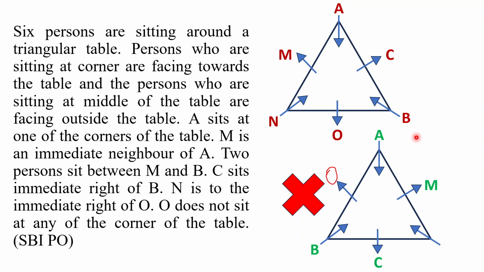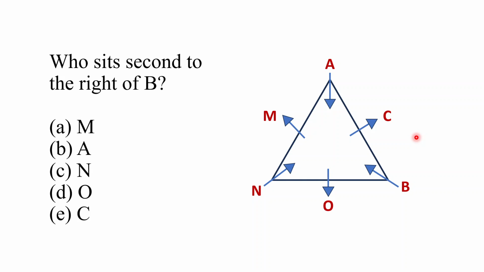Now let's see the questions. So this is the first question, students. Who sits second to the right of B? So this is B and it is facing towards the table. So this side will be the right side of B. So count 1, 2. So the second person to the right of B is A. Let's check the answer, whether it is option number B or not. See, we got the correct answer.